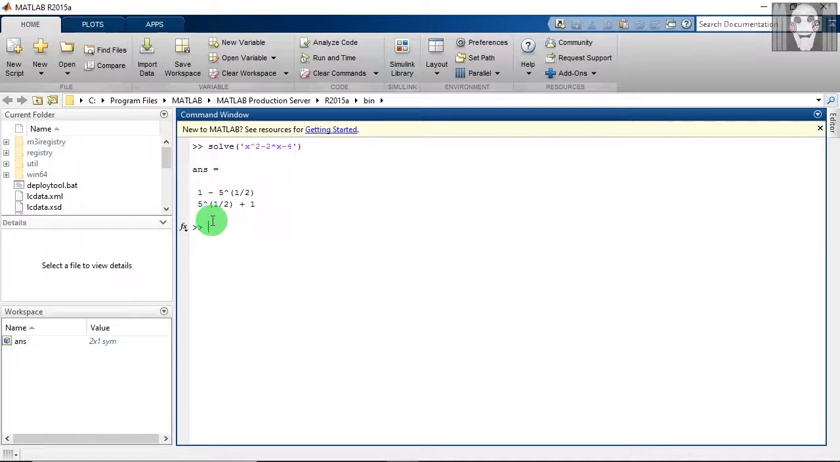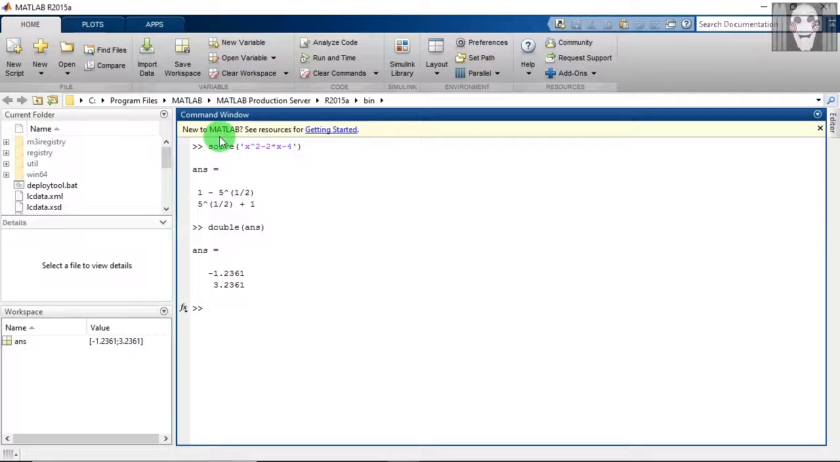So as you can see here, these are the two roots of the above equation, x square minus 2x minus 4. Now these roots are not in decimal form. So to convert them to decimal form, you have to type this function. So now we have got the above roots in decimal form.